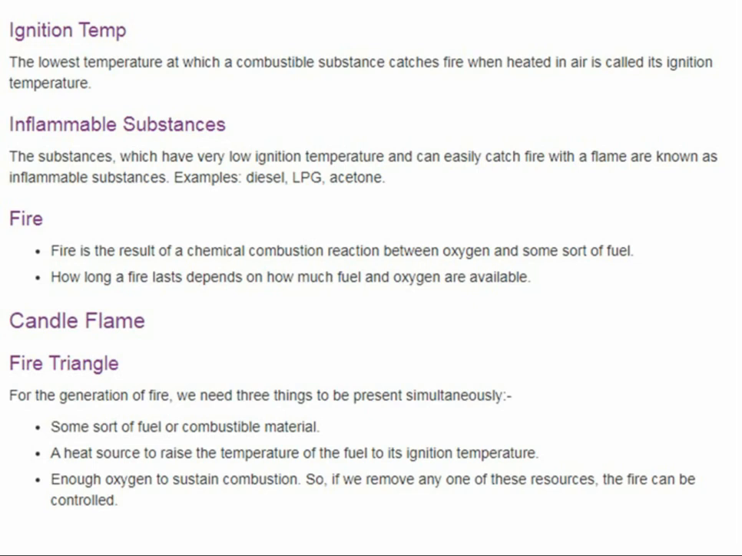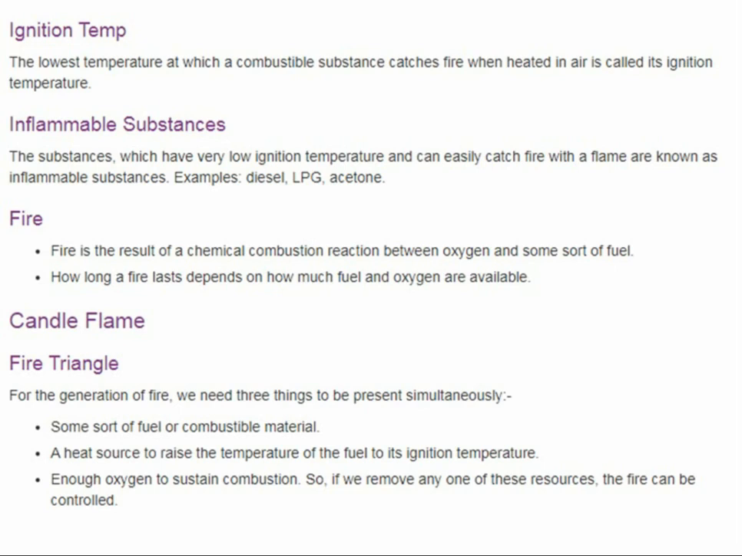For example, the ignition temperature of diesel, LPG, acetone, methane, etc. is very low. But in some cases like coal, charcoal, wood, the ignition temperature is very high. So the substances which have very low ignition temperature or can easily catch fire with a flame are known as inflammable substances.